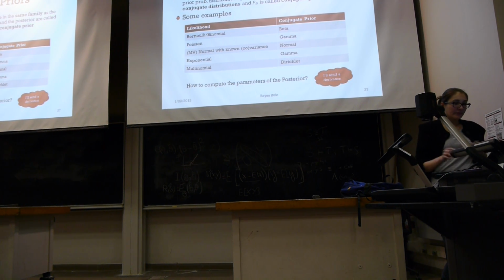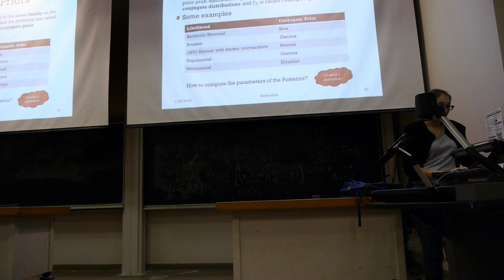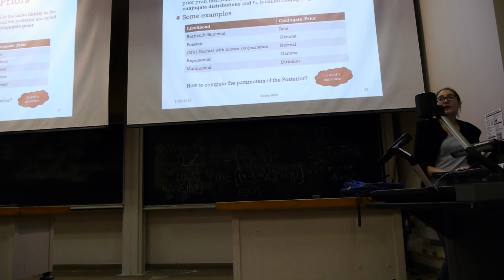So I'm going to now define conjugate priors. Let's say the posterior distribution P of theta given data is in the same family as the prior probability distribution P of theta. Then these prior and posterior are called conjugate distributions, and P of theta is called the conjugate prior. So you're going to have a task concerning conjugate priors in your homework.